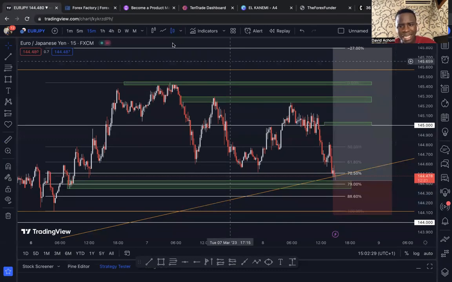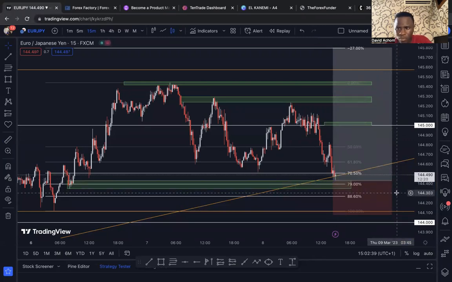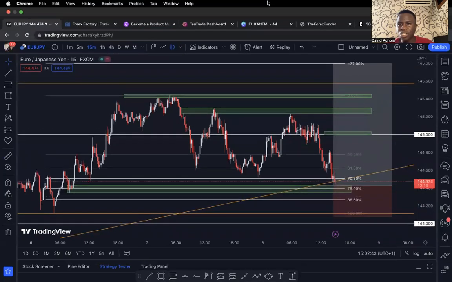EJ already got there? He didn't get there, sir. See, he didn't get there. If he got there, this thing would activate. Our entry is 430. He got to 438. He didn't get there, sir. Unless you entered. I like entering on the new candle open.